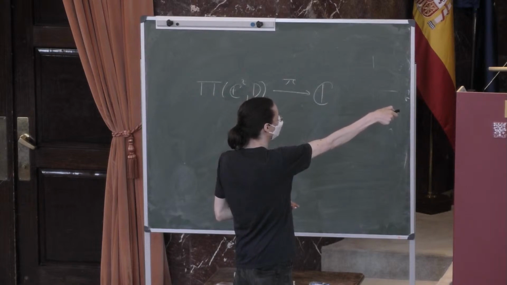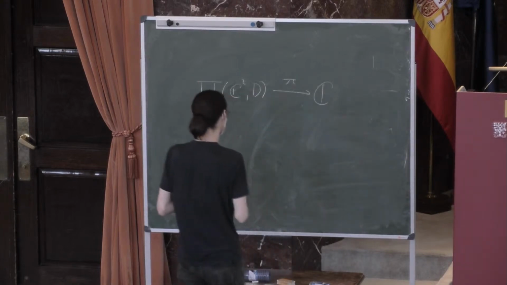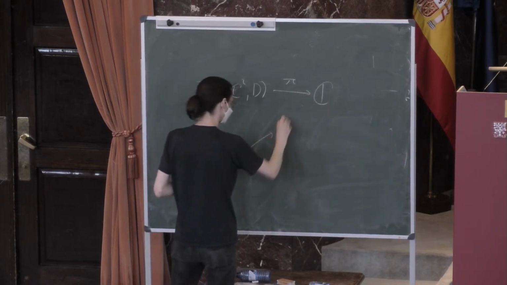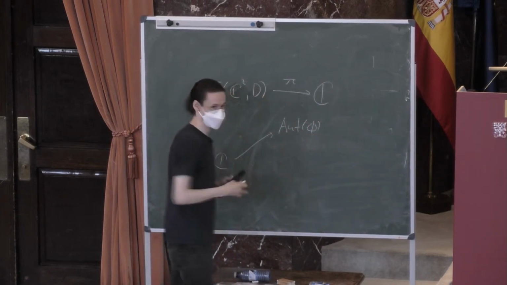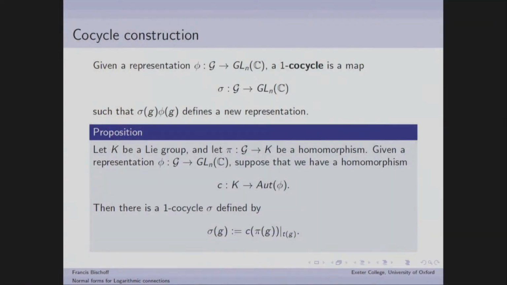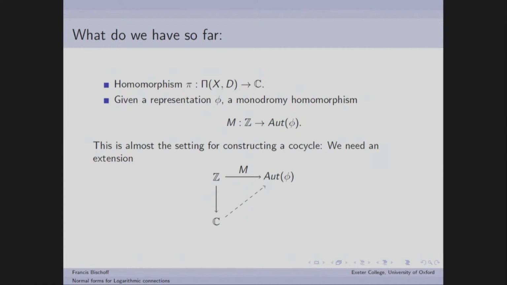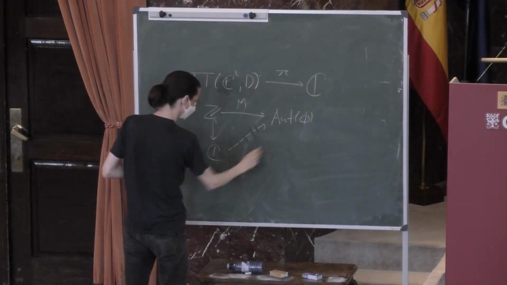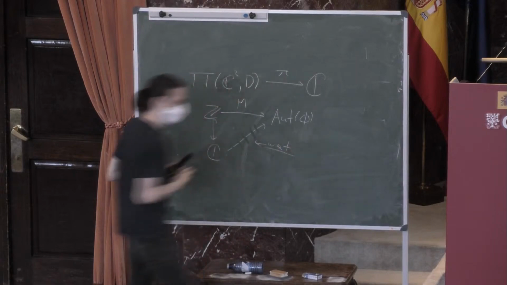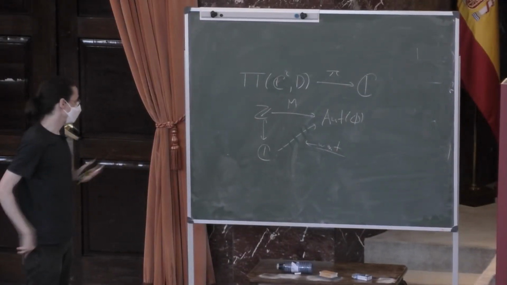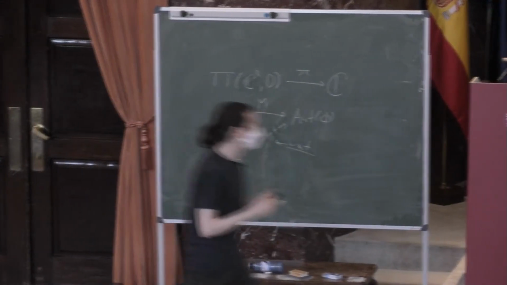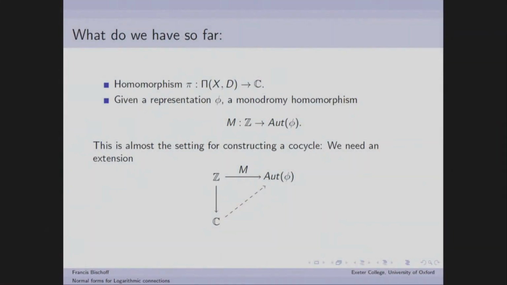The second thing that we need is a homomorphism from C to the automorphisms of a given representation. And we almost have this, right? We have the monodromy. The monodromy, though, is a map from Z to the automorphisms. So let me just put this here. So we want this. Last thing I need to explain is, well, we can't quite get this, but we're going to get something that's good enough.